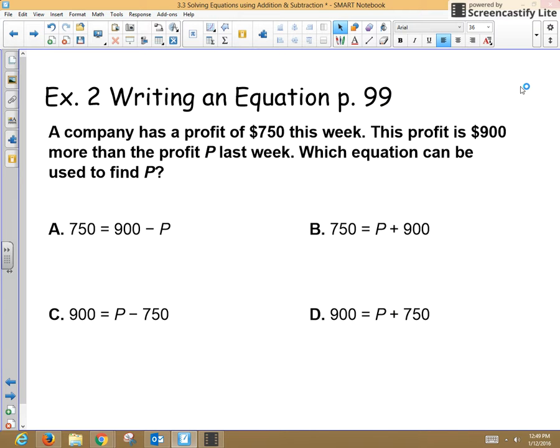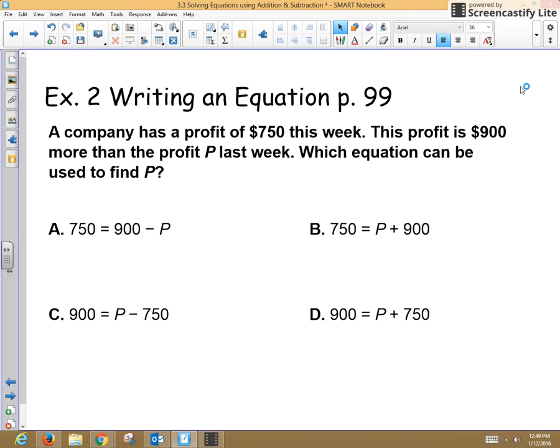Okay, example 2 begins on page 99, how to write an equation. It says a company has a profit of $750 this week. This profit is $900 more than the profit P last week. Which equation can we use to find P?